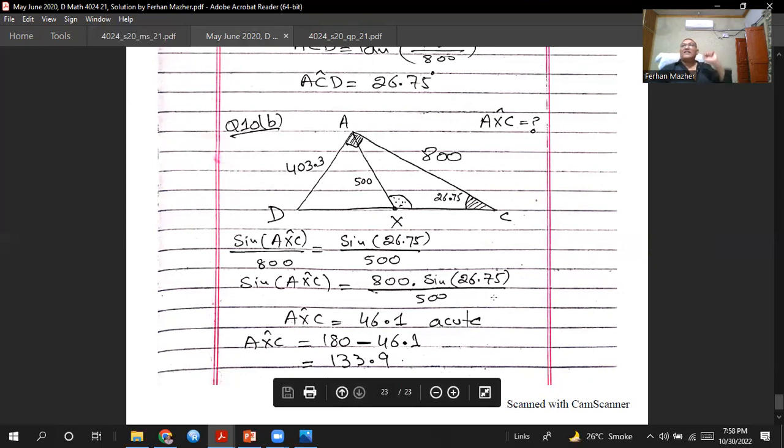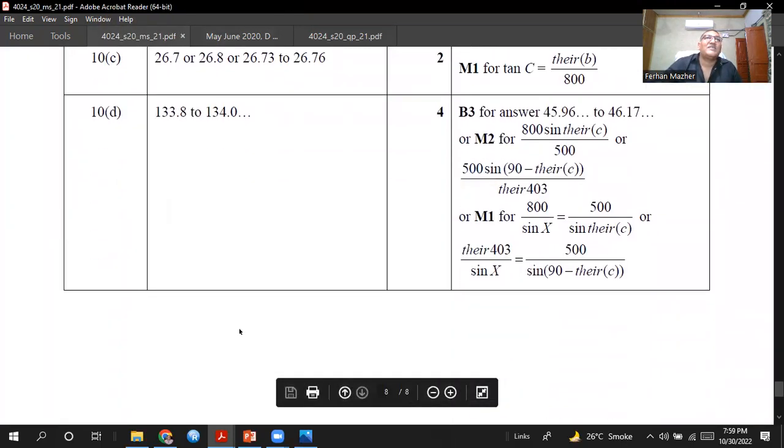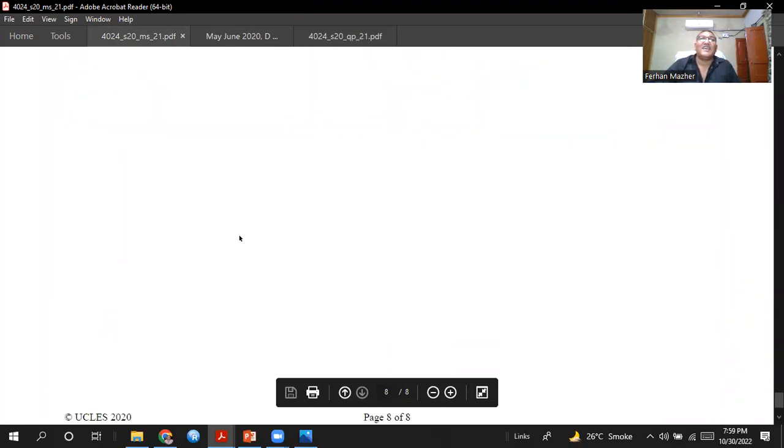This is an acute angle. Whenever you do the sine inverse, the calculator will always give you the acute angle. But they have asked us to find out this obtuse angle, so we have to do it manually, and that is 180 minus the acute angle. So it will be 180 minus 46.1, and that will be 133.9. So let's check, 133.9. 133.8, 134. So our answer is right.